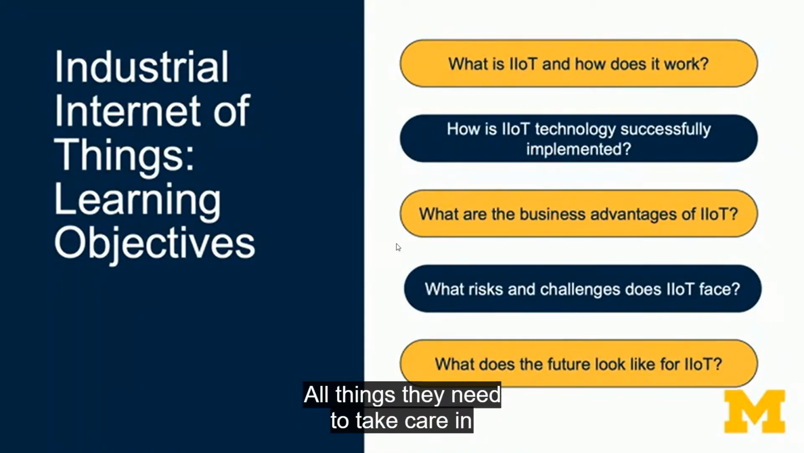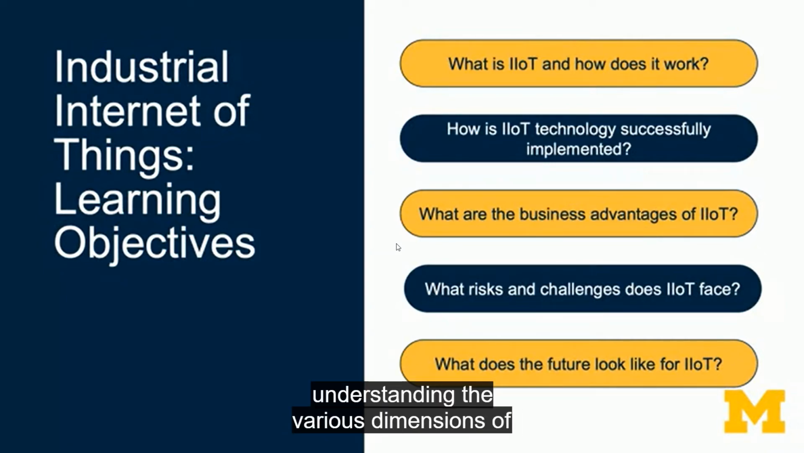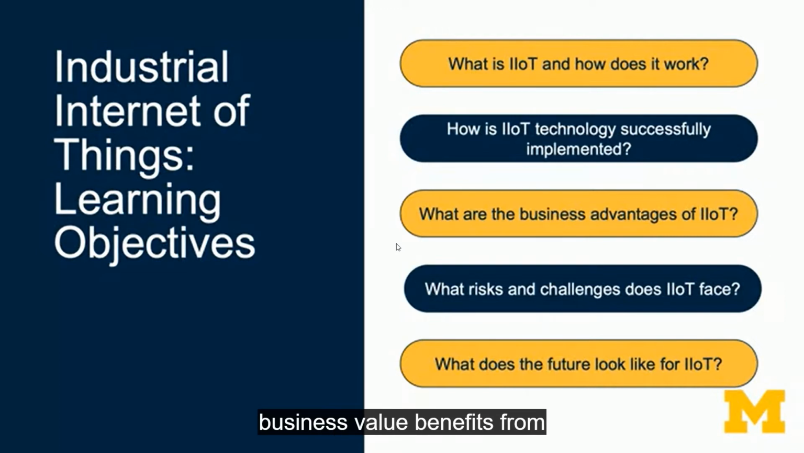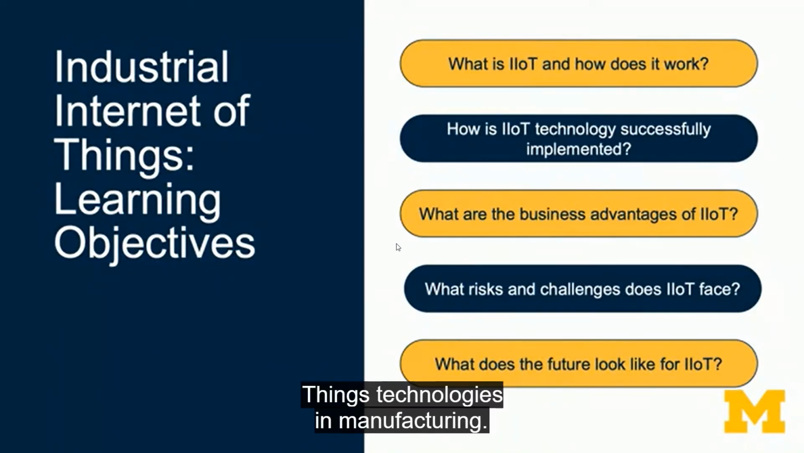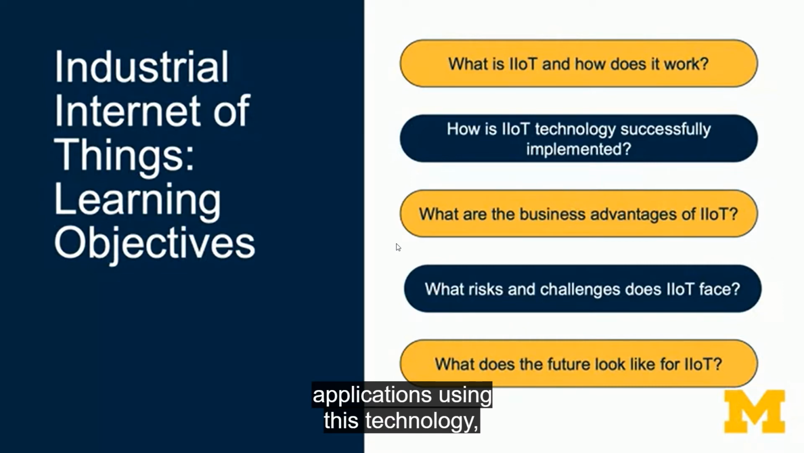that they're successful. We will also spend time understanding the various dimensions of business value benefits from the Industrial Internet of Things technologies in manufacturing. We will focus specifically on the challenges, like when companies want to roll out applications of using this technology, then they are likely to face some challenges. They need to be aware of that. So we'll focus on those.